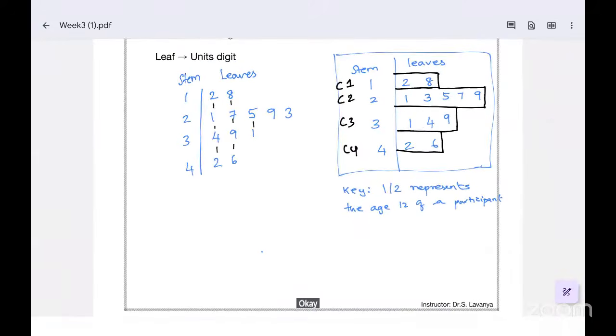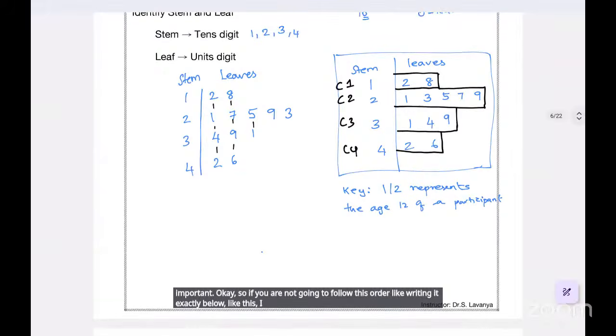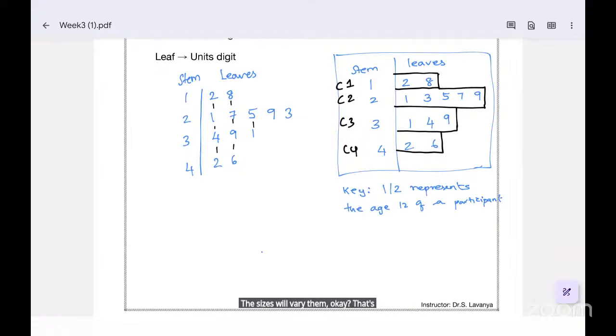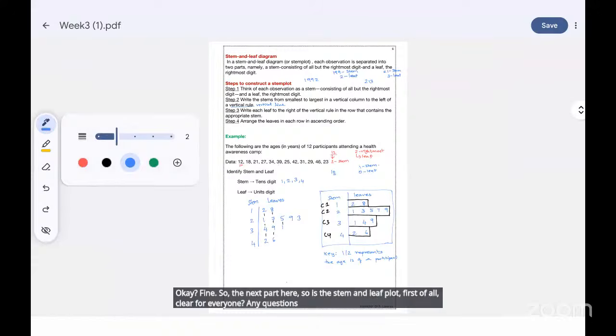So that is why the way you write the numbers is important. If you do not follow this order, like writing it exactly below, as I mentioned here, you will not get this exact histogram. The sizes will vary then. That's why you have to write it in this way. Okay, fine. So is the stem and leaf plot first of all clear for everyone? Any questions in stem and leaf?